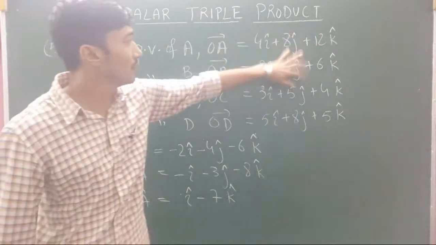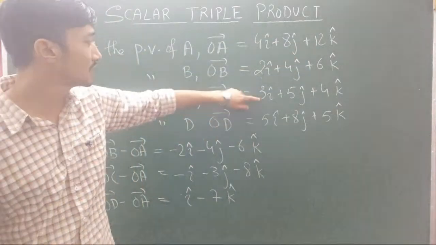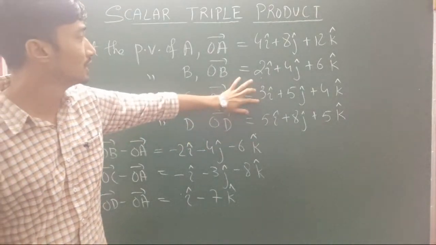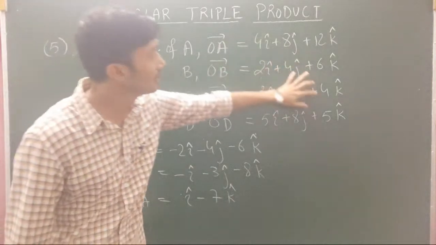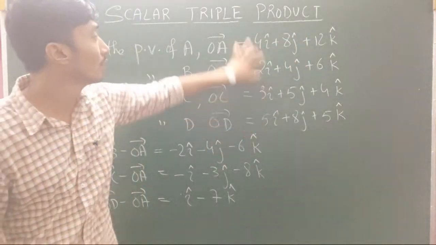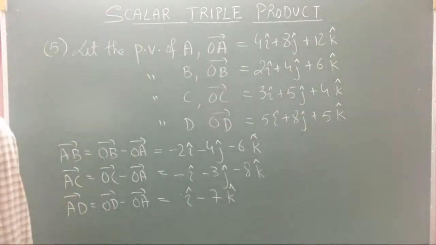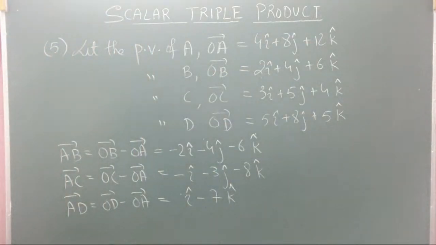Minus 2, minus 4, minus 6. Minus 1, minus 3, minus 8. 1, 0, minus 7. Because if somewhere we go wrong, the whole solution is gone. The position vectors were 5, 8, 5; 4, 8, 12; 2, 4, 6; 3, 5, 4. So far so good.